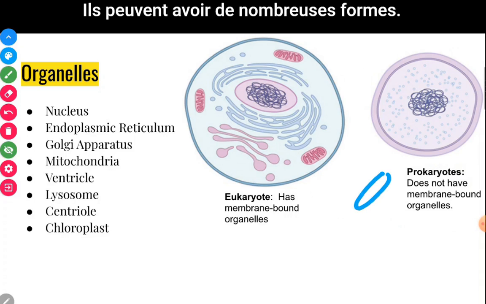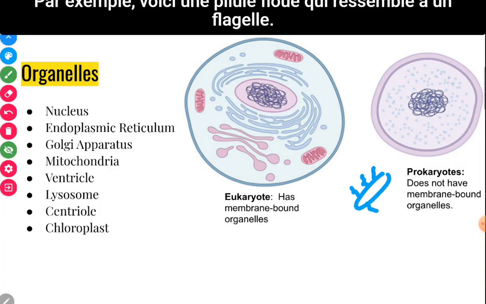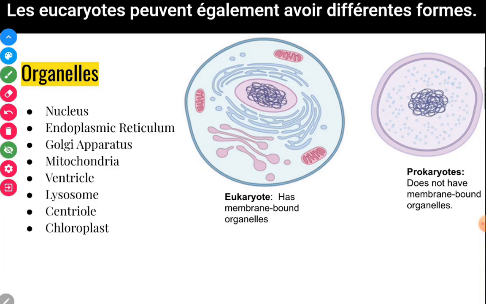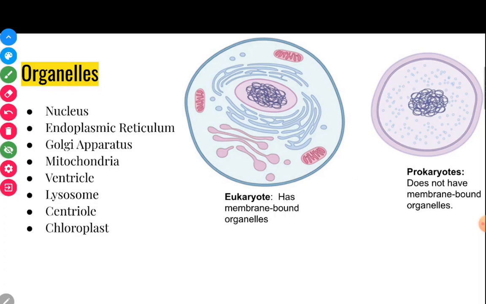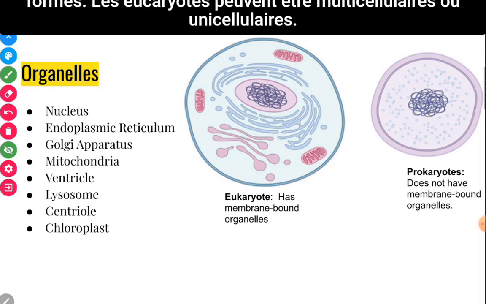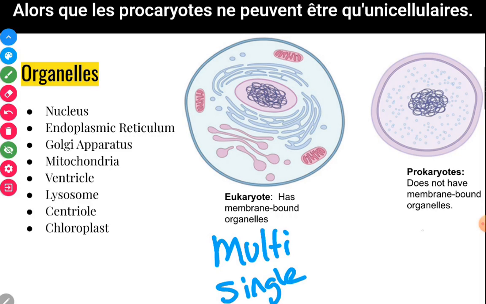They can have many shapes. For example, here is a fuzzy pill-looking one with a flagella. Eukaryotes can also have different shapes. So for example, the cells in your body can have different shapes. Eukaryotes can be multicellular or single-celled, whereas prokaryotes can only be single-celled.